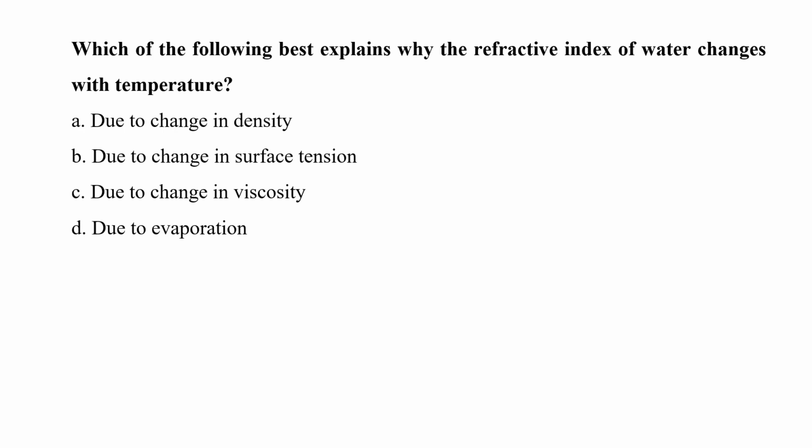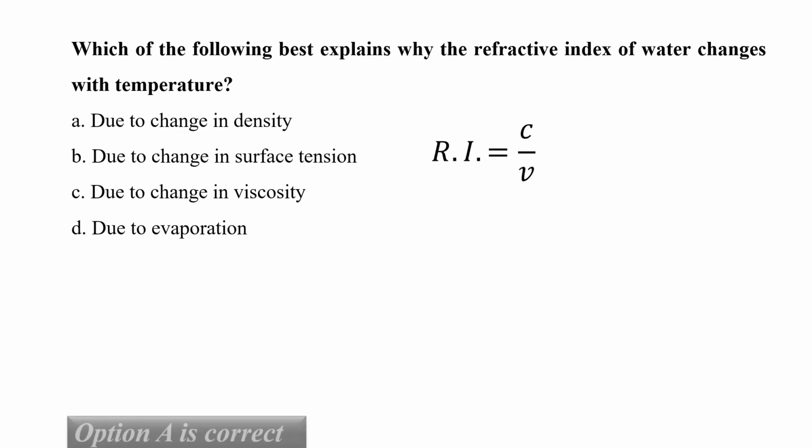Now we know that at higher temperature, liquids become less dense. So the light can travel faster through them and the refractive index value decreases. The refractive index is given as c by v, where c is the speed of light in vacuum divided by the speed of light in the medium. So option A is correct.